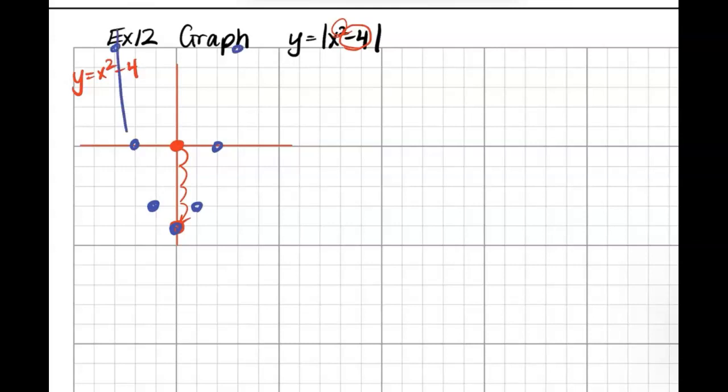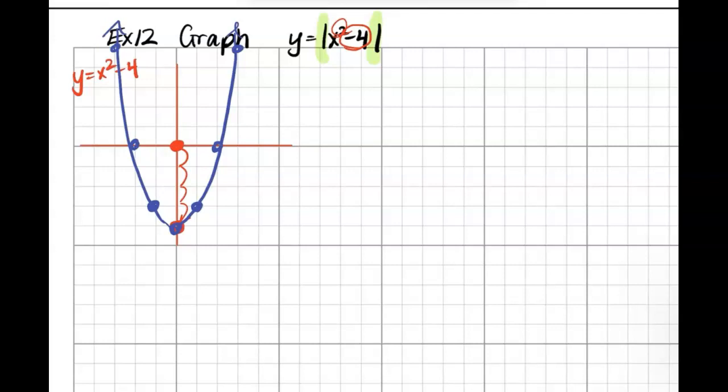So this is the graph of the original inside before it has absolute values on it. But what do absolute values do? They always take negative y values and turn them positive.